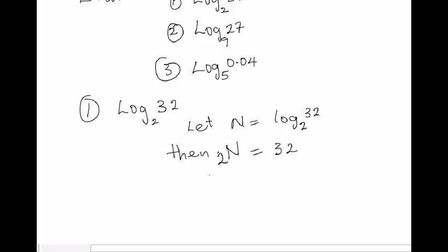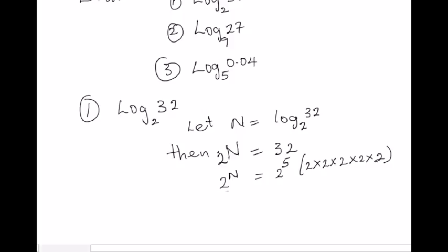Now you are going to have 2 raised to power n equals 32, so we can write 32 as 2 raised to power 5, because 2 raised to power 5 is 2 times 2 times 2 times 2 times 2, that is in 5 places: 1 2 3 4 5. 2 times 2 is 4, 4 times 2 is 8, times 2 is 16, 16 times 2 is 32.